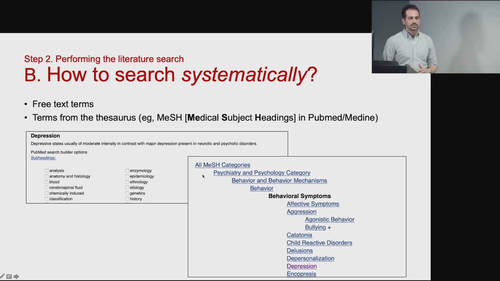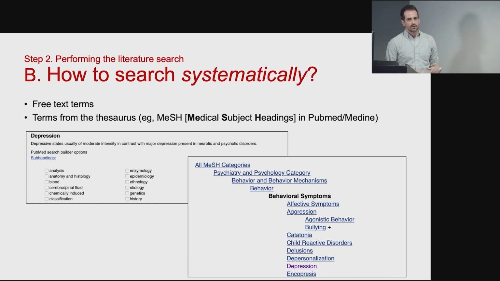So, for example, if you are interested in all psychiatric disorders or behavioral symptoms, you can just write behavioral symptoms in PubMed with the appropriate search term, and you can include all those symptoms without specifying all the words singularly.